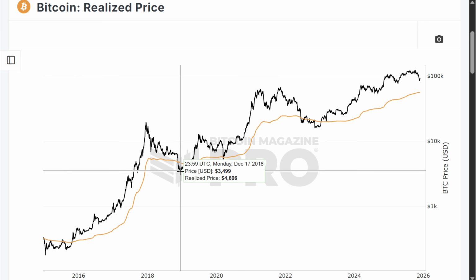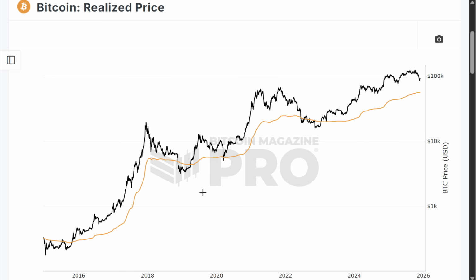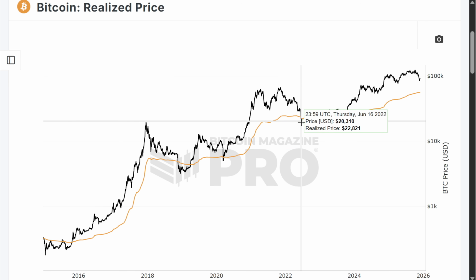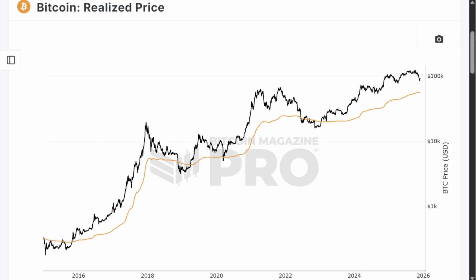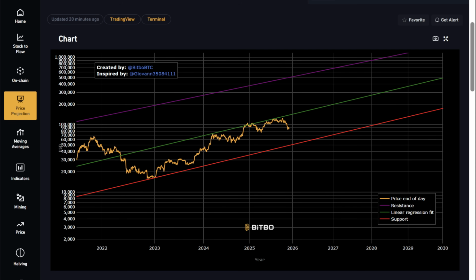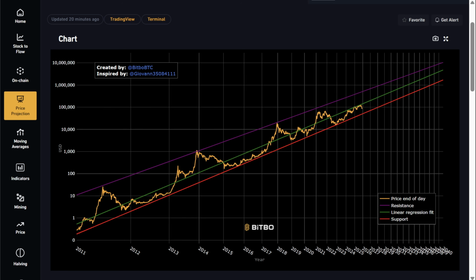That's at the end of 2018, the capitulation of the miners. That's during COVID. That's also after Terra Luna and FTX. Currently, that price level is at $56,000. Again, giving us a very similar potential bottom to the power law chart over here.